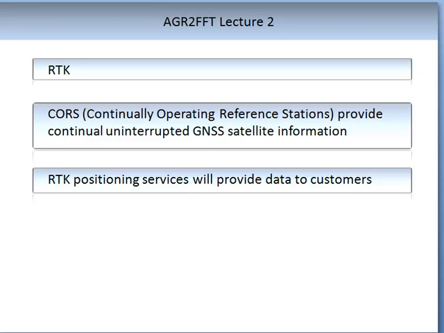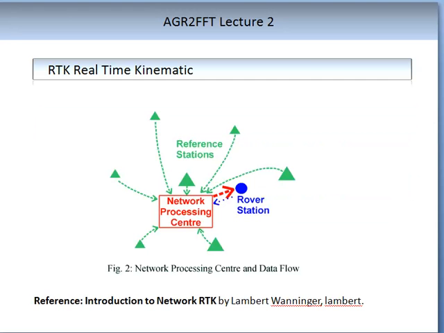RTK positioning services will provide data to customers. The image on the slide shows you a networking process center and how data may flow. You can see a number of reference stations are communicating their data to a central data processing network. This central data processing network is then able to send or communicate that information out to the rover station.